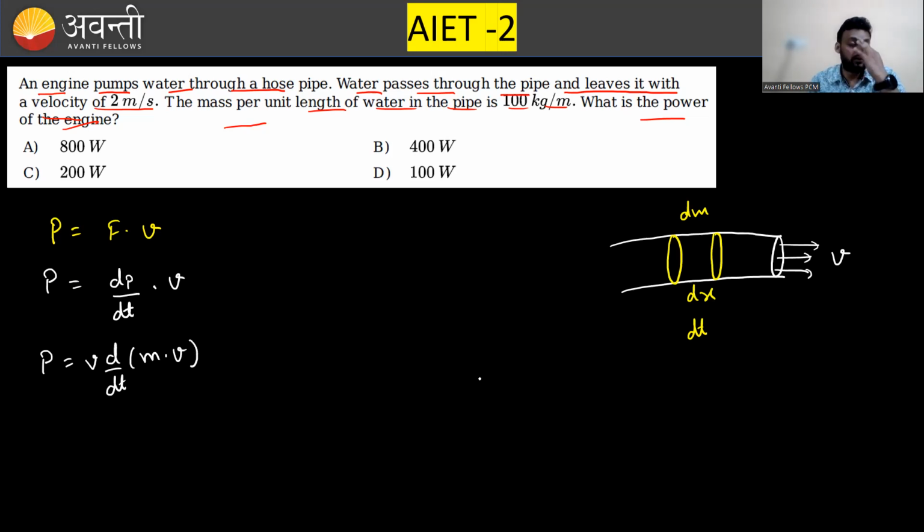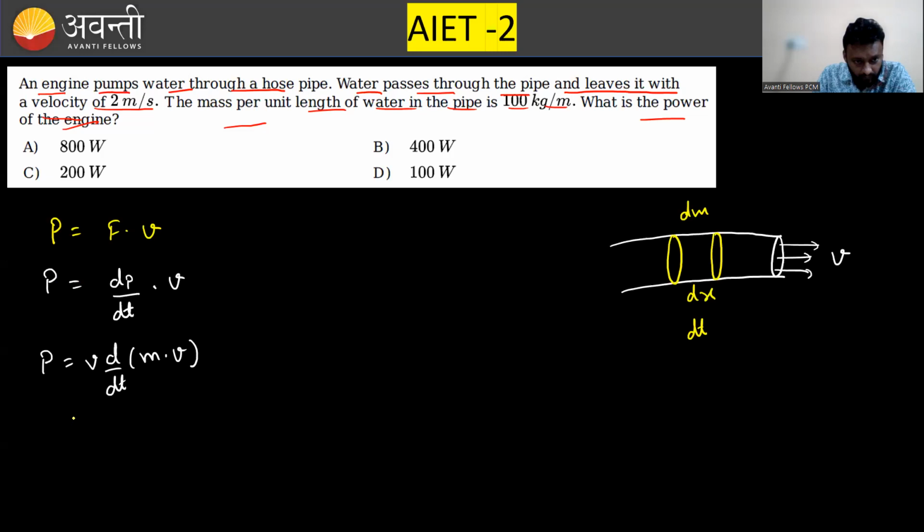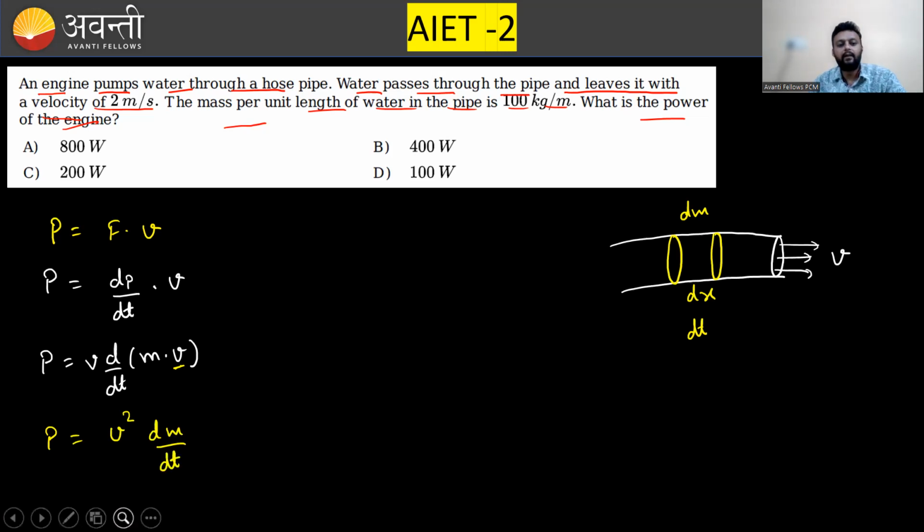Momentum can be written as mass into velocity. Now moving further. Power is written as this, v is the velocity. Now you can see that velocity is constant, which is 2 meter per second. So I am taking this v constant outside, so it will become v square dm over dt.